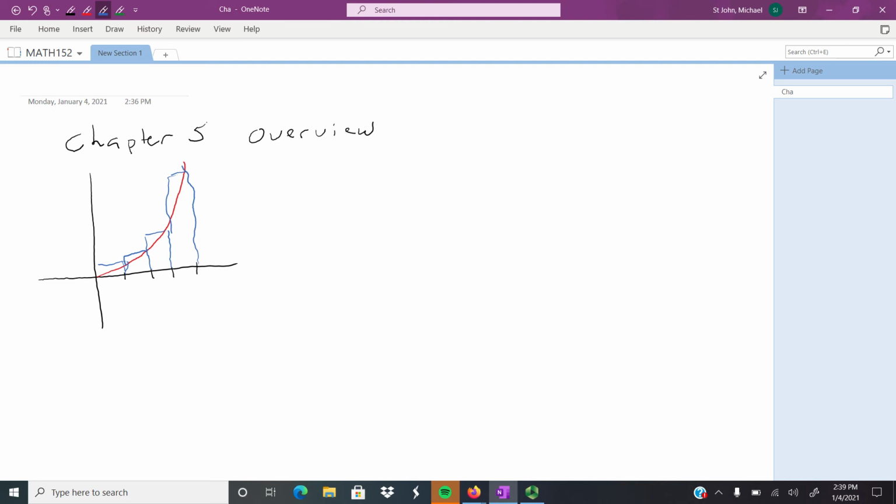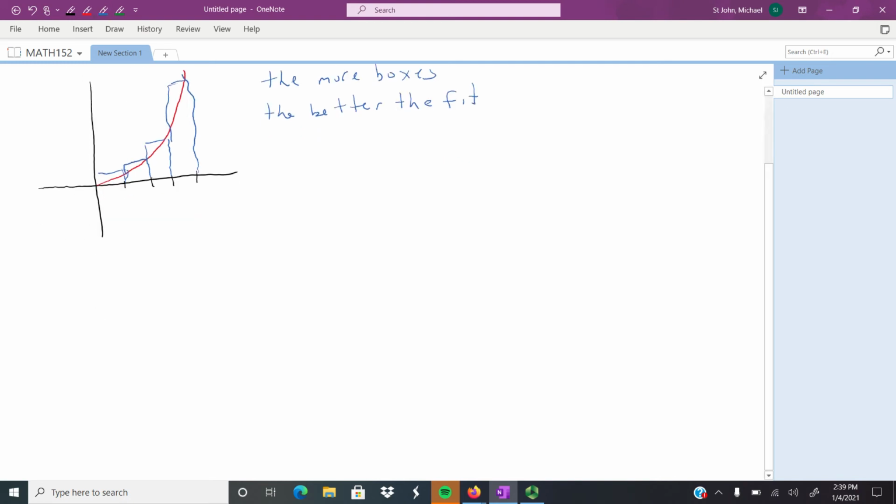And so we have here that the more boxes, the better the fit. So instead of doing 4 boxes, if I did 8 boxes, it would be even a better value, and so on. Right? So you get in terms of what is called Riemann sums.